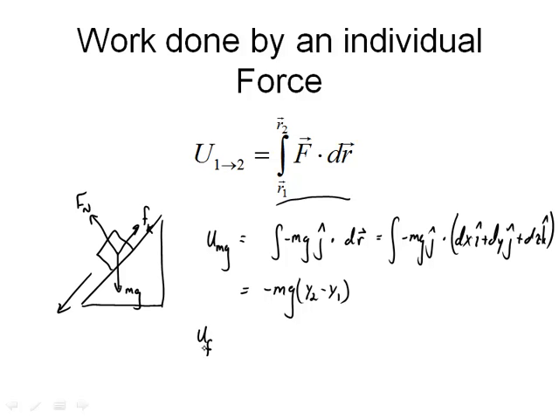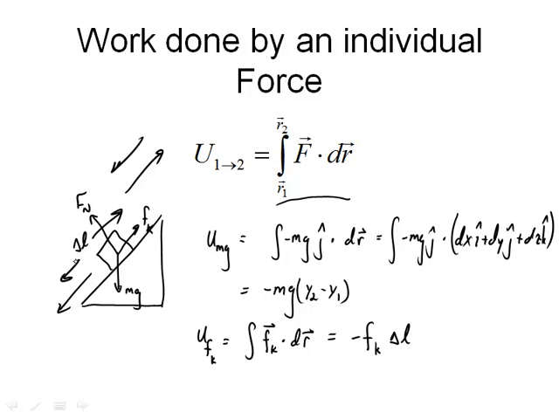The work done by the frictional force will be the integral of Fk dotted with the displacement. These are both vector quantities. But Fk is up the incline, the displacement is down the incline, and so this will very simply be minus Fk, since it's constant, times delta L, where delta L is along the incline, that total length that it slides along the incline.